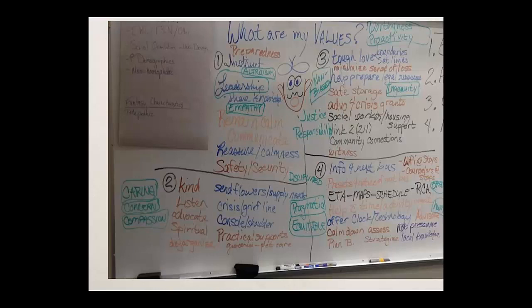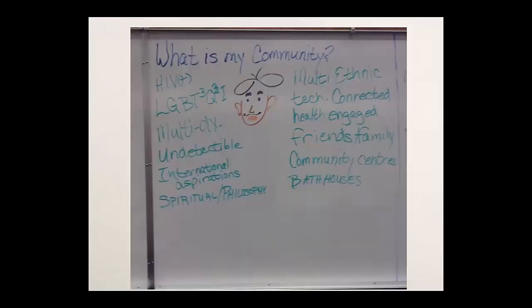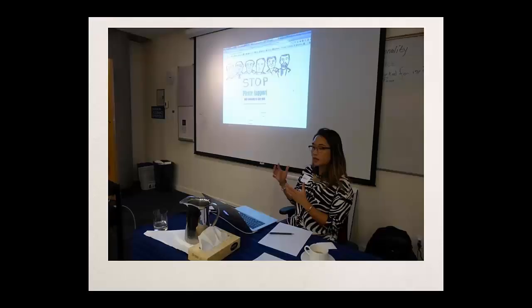We then did a value mapping activity, and we used a number of different challenging scenarios and looked at what values were enacted in those. And we came up with a list of these characteristics: pragmatic, equitable, caring, concern, compassion. And then we found out what's the community.